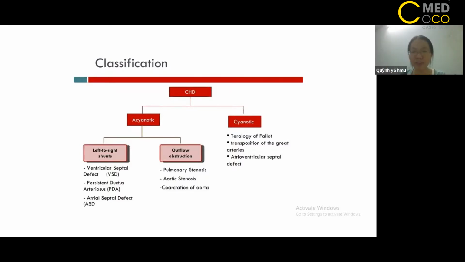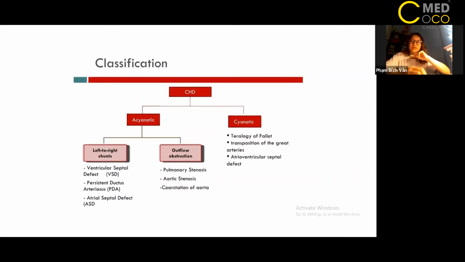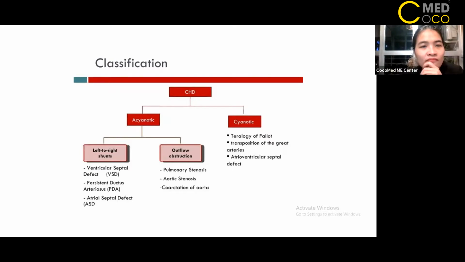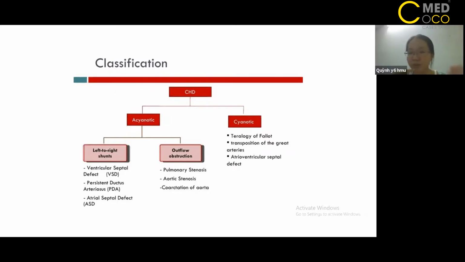The outflow obstructions. You mentioned it has types such as pulmonary stenosis, right? Do you know the meaning of stenosis? Yes, I know this word. It means we have a narrowing of the pulmonary artery, so that it will decrease the blood flow to the lung.